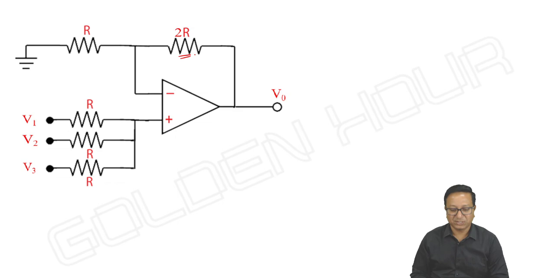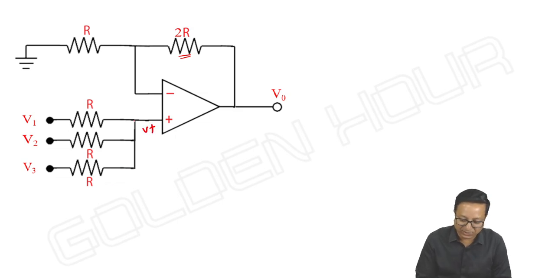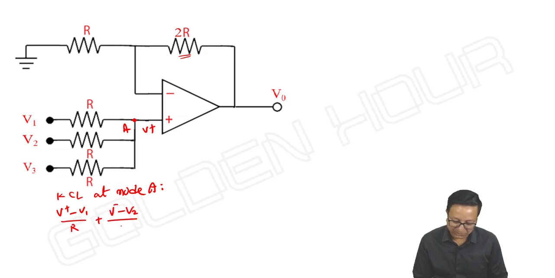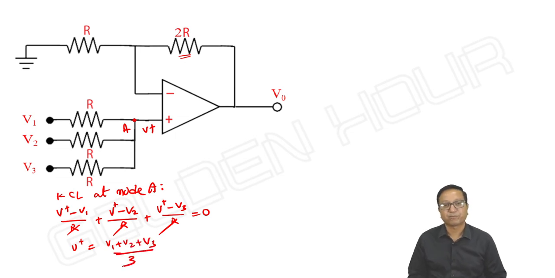This resistor value changes. Let me take V+ as the voltage at the non-inverting terminal. KCL at node A: (V+ − V1)/R + (V+ − V2)/R + (V+ − V3)/R = 0. We can cancel this R. So V+ = (V1 + V2 + V3)/3. A perfect adder circuit I am looking at.